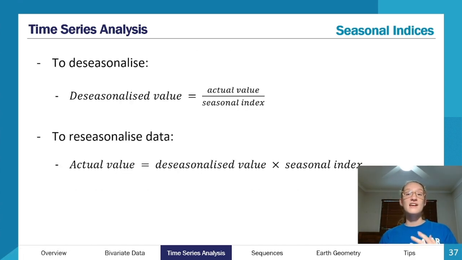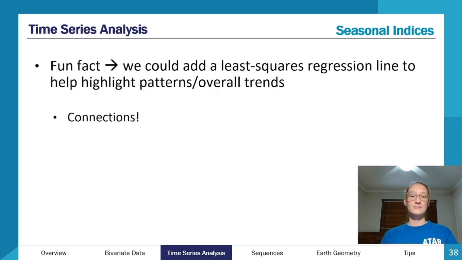Like with any formula, it can be rearranged. So if we have our deseasonalized value, but we want to reseasonalize the data to get back to the actual value, we can rearrange our formulas to do so. I know I haven't spent too much time on that. We haven't gone in depth on how we calculate seasonal indices. But I'd encourage you to do some practice questions on that and find some helpful videos and resources if you want to do some extra study on that.